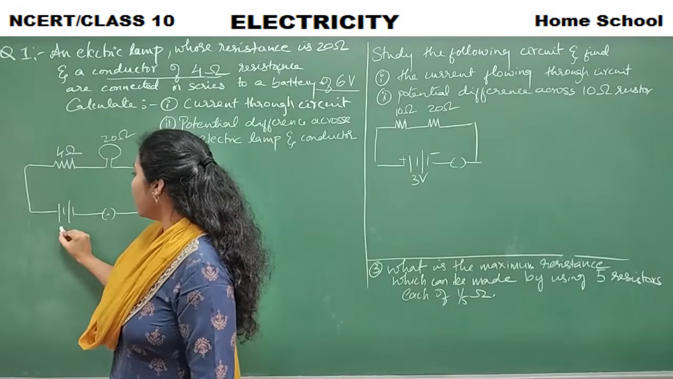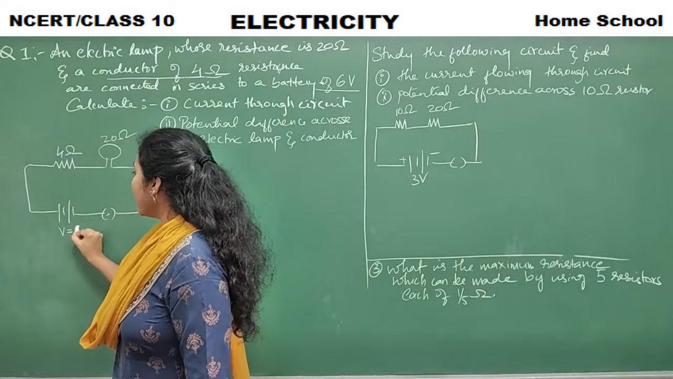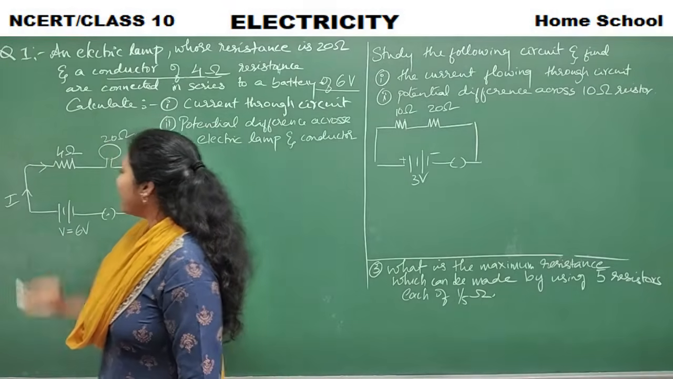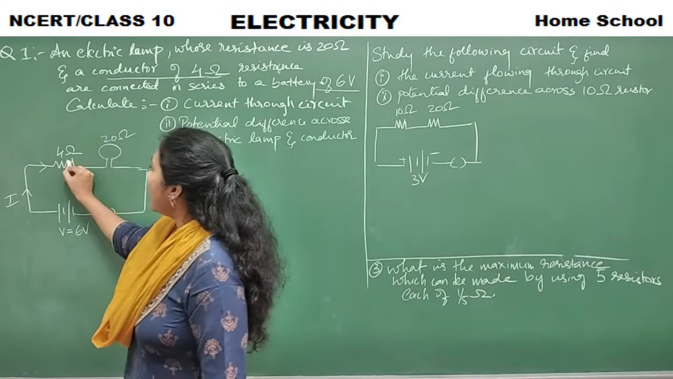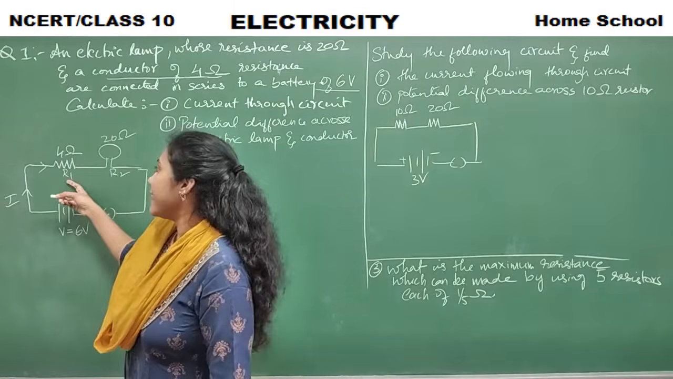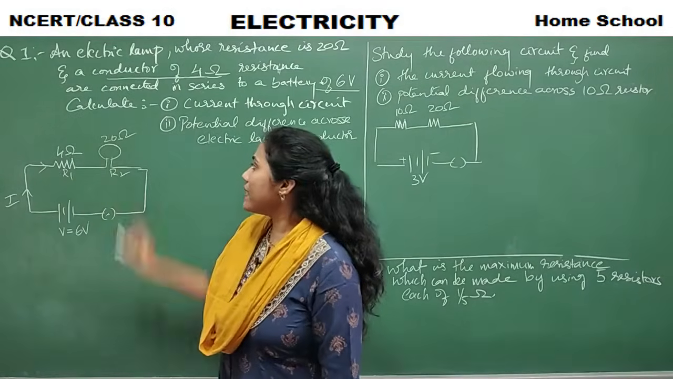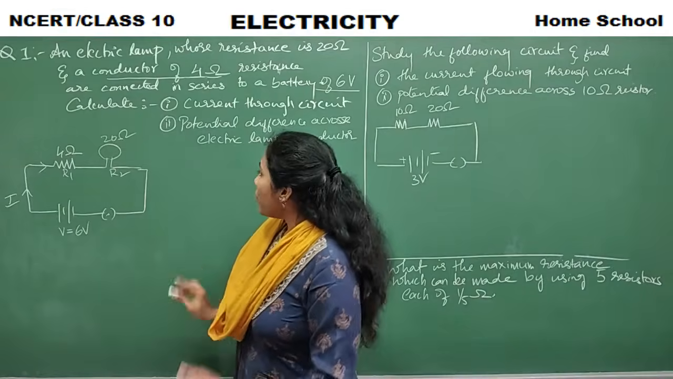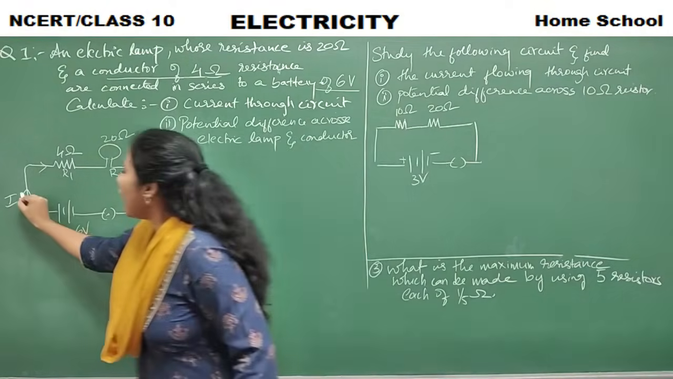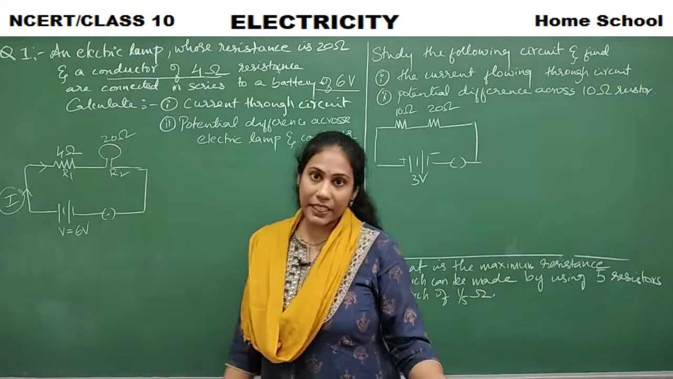And what is the total voltage? V is equal to 6 volts. And you have to find out the current. Actually, this is R1 and this is R2. Let us take R1 as 4 ohm, R2 as 20 ohm. So what is the first question here? Current through the circuit. So you have to find out the total current.